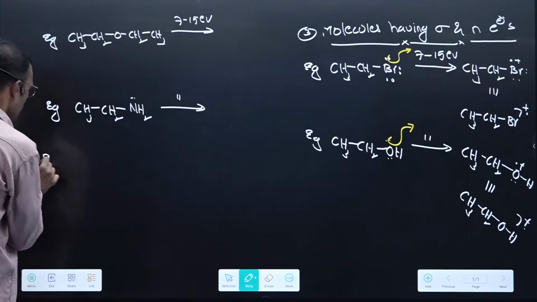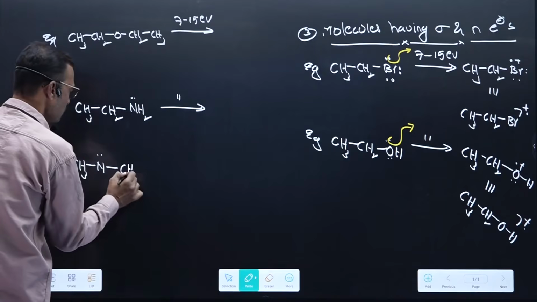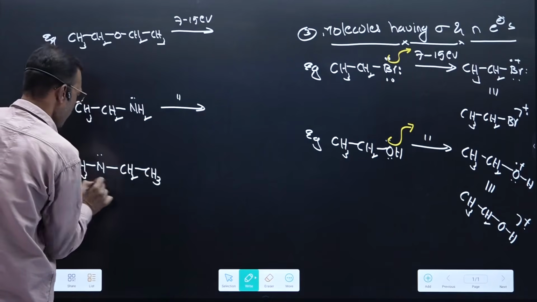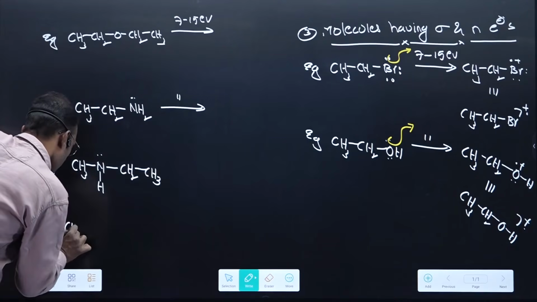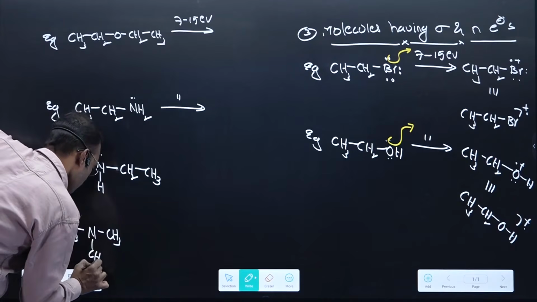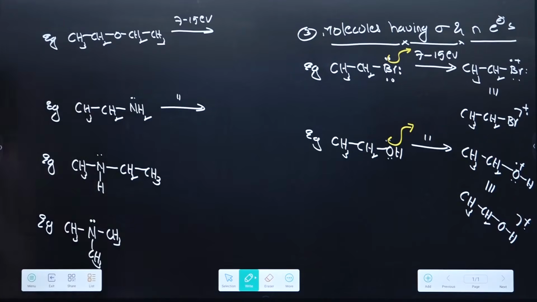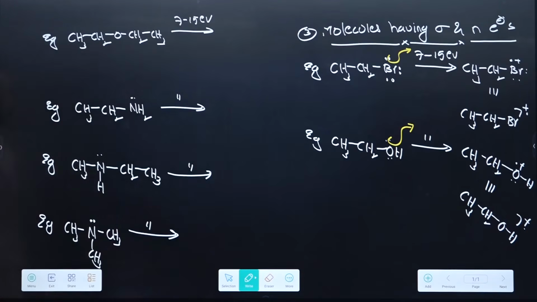Amines. This is a primary amine. I can give a secondary amine even. What is the difference between primary and secondary amine? Nitrogen having 1 hydrogen here, here 2 hydrogen. So can I take a tertiary amine? What about tertiary amine? Nitrogen having lone pair, no hydrogen. So in the same way, 7 to 15 electron volts generates the molecular ion.